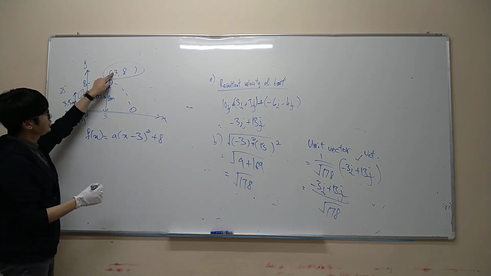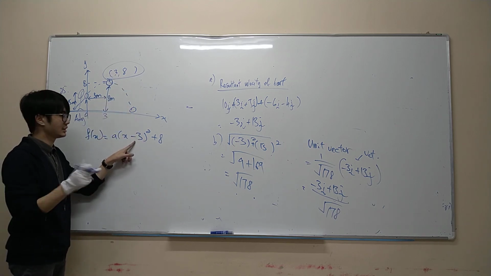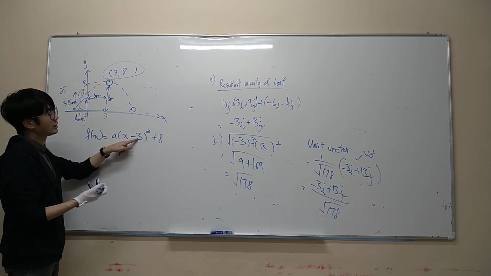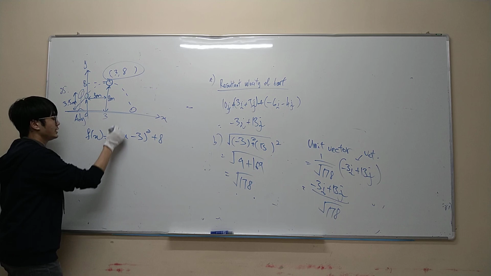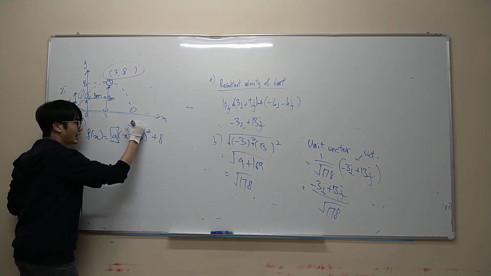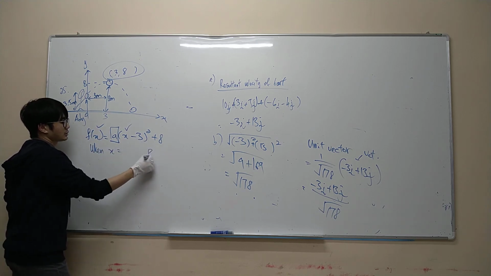Because the 3, when you take it out, you have to change the sign. So when you put it in, 3 becomes negative 3. And the 8 doesn't need to change. Now I just need to find the a. And how to find the a? I just have to substitute x and f(x) inside. So I need to substitute when x equals something, f(x) equals something.